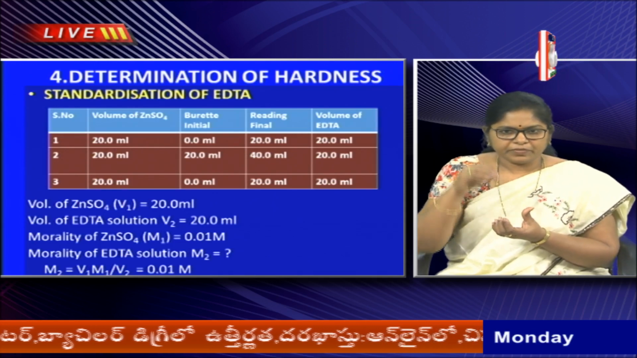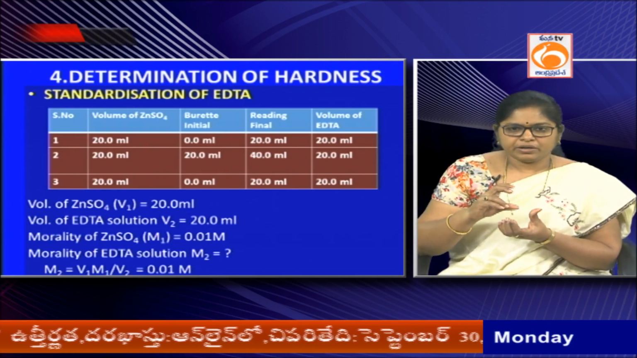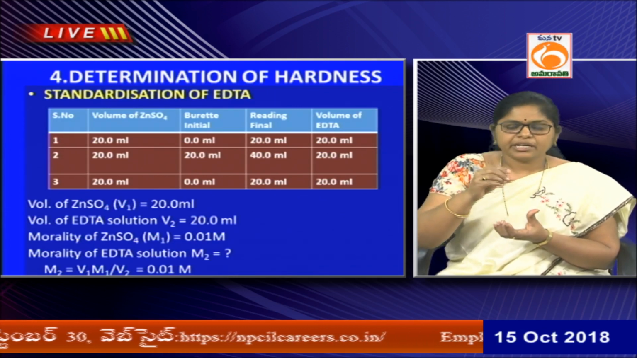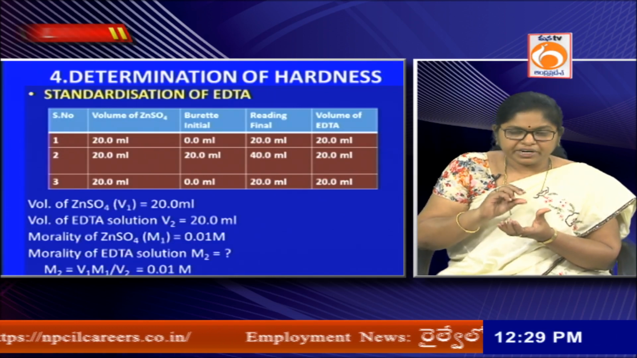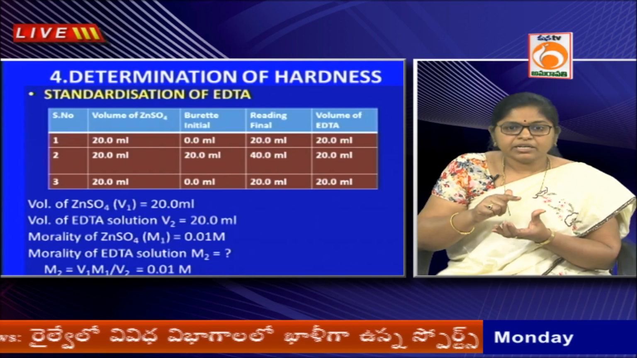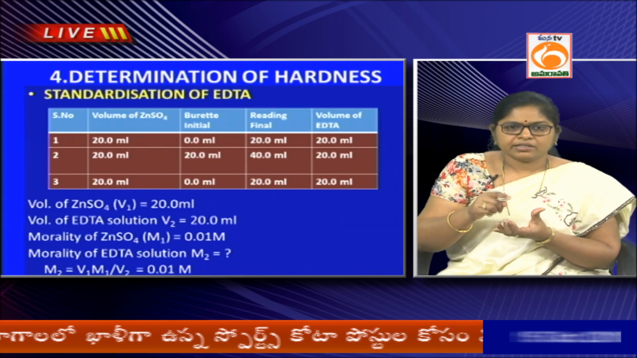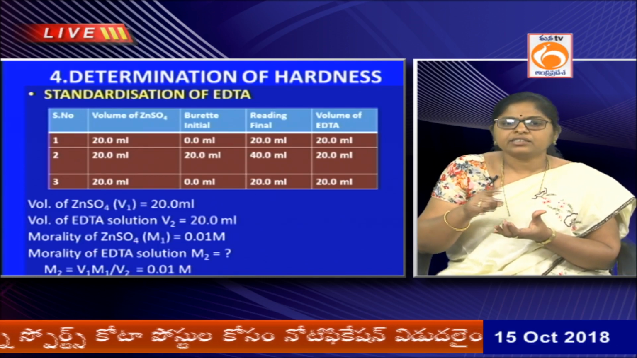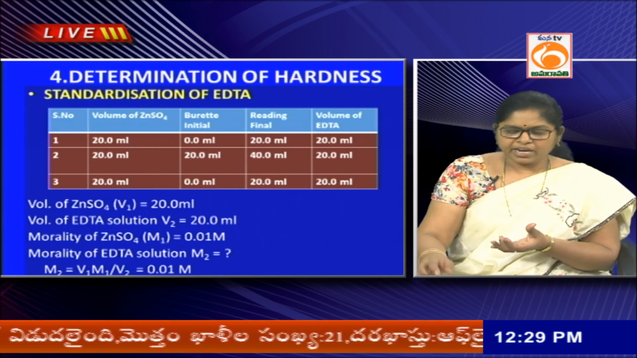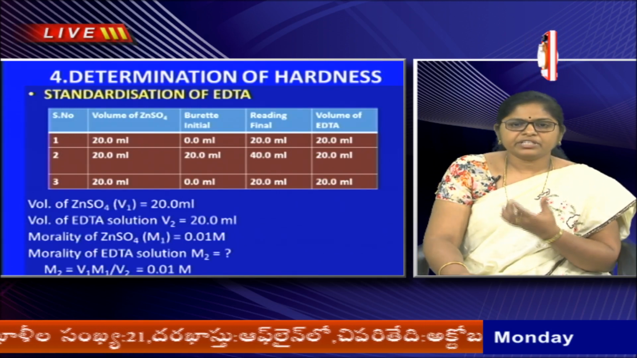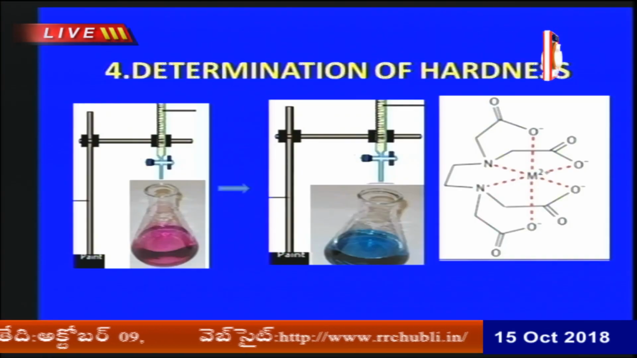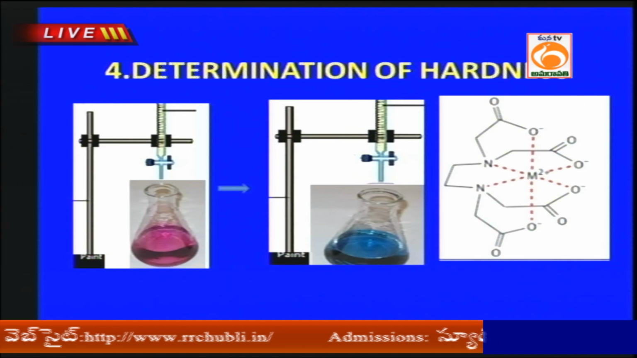The final reading: if the reaction is completed while we titrate with the EDTA, the color changes from wine red to blue. Blue is the indicator color. From that we can calculate the molarity of EDTA. So, the EDTA molarity is calculated. After this, using the EDTA molarity we can calculate the hardness of water.